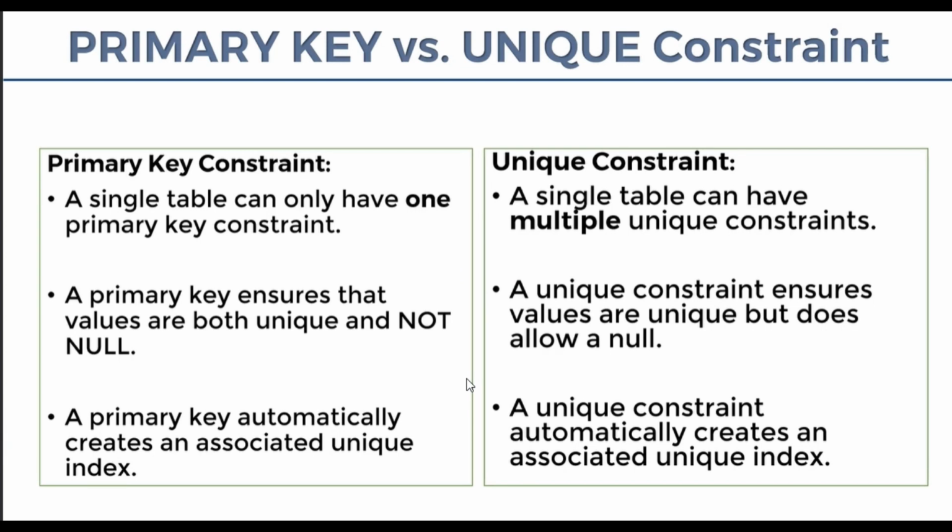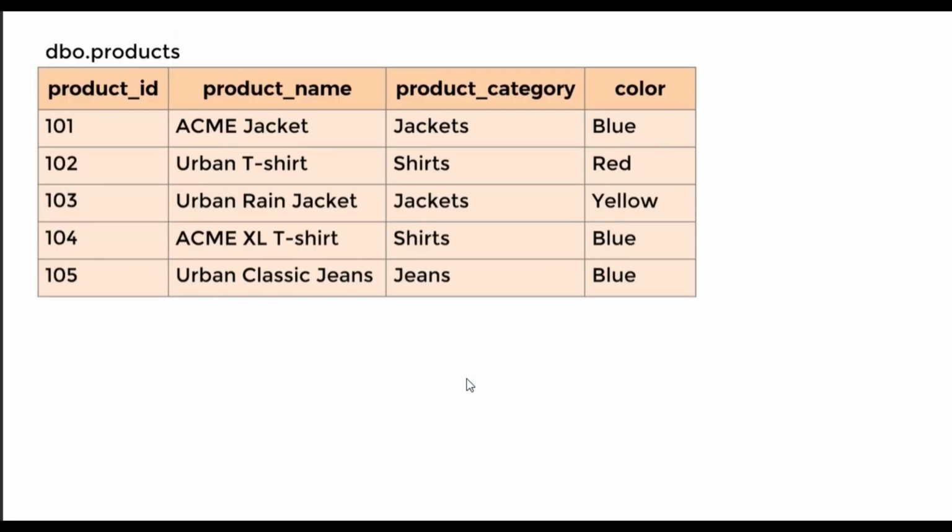Let's see the products table: product id, product name, product category. Product id is a primary key. We cannot add another primary key constraint because a table can only have one primary key. However, we can add a unique key constraint on the product name column. We can define constraints in a create table statement. In this case, we already have an existing table, and therefore we will use an alter table statement to add this new constraint, right?